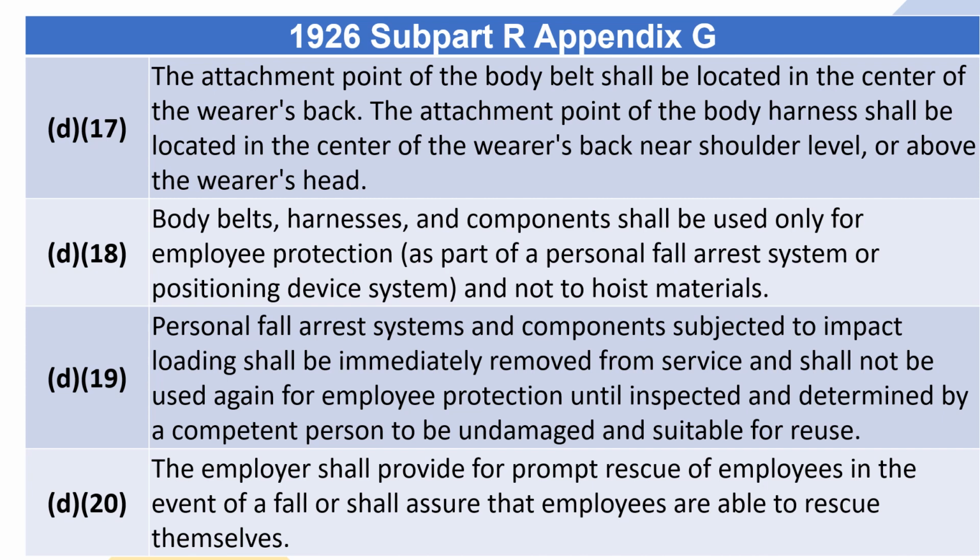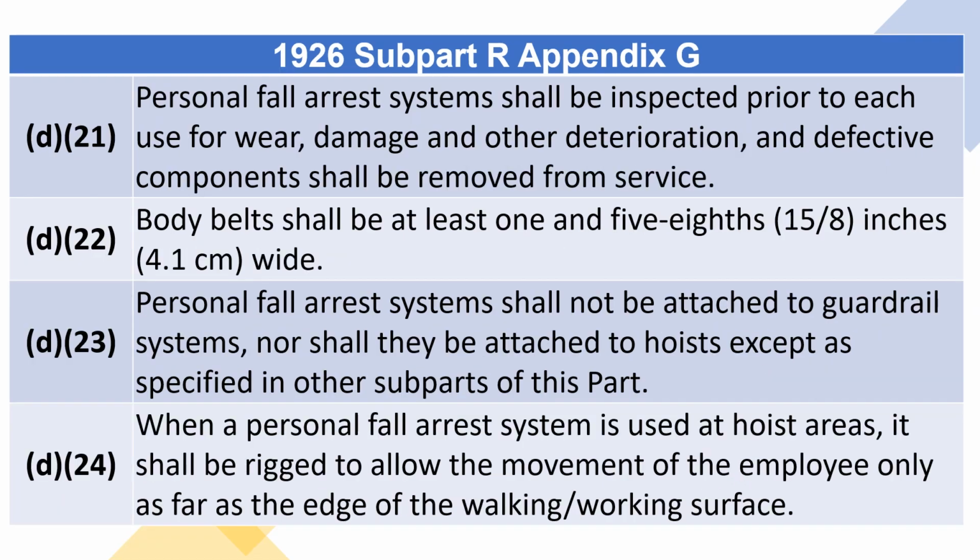D.19. Personal fall arrest systems and components subjected to impact loading shall be immediately removed from service and shall not be used again for employee protection until inspected and determined by a competent person to be undamaged and suitable for reuse. D.20. The employer shall provide for prompt rescue of employees in the event of a fall or shall assure that employees are able to rescue themselves. D.21. Personal fall arrest systems shall be inspected prior to each use for wear, damage, and other deterioration, and defective components shall be removed from service.